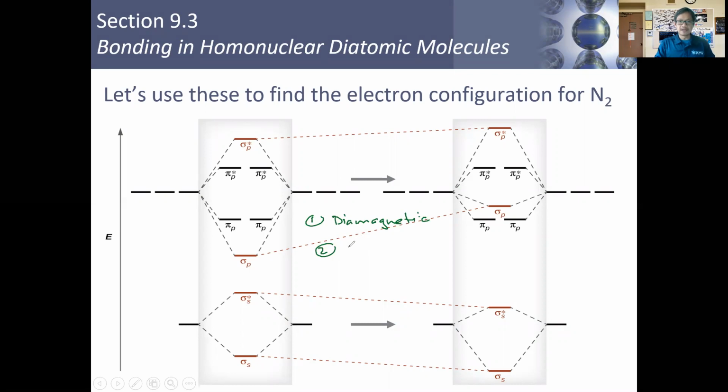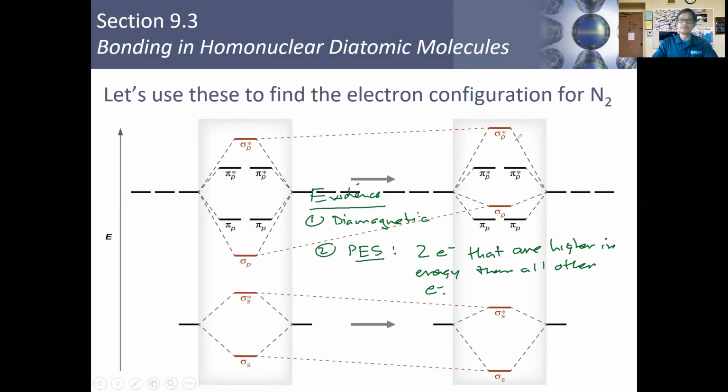Furthermore, we know from photoelectron spectroscopy that we have two electrons that are highest in energy, higher in energy than all other electrons. So we have two all by themselves that are higher in energy than all other electrons. Use this experimental evidence here to decide what the correct electron configuration is for dinitrogen.